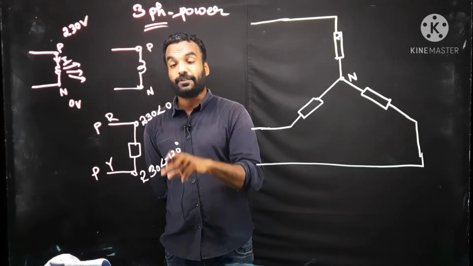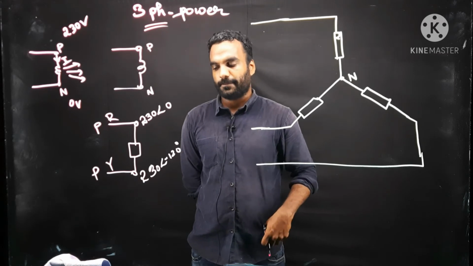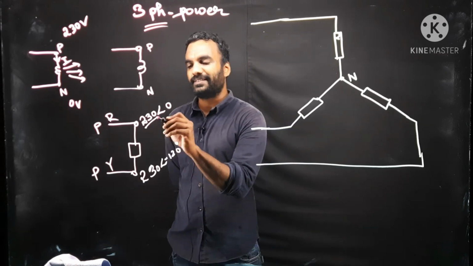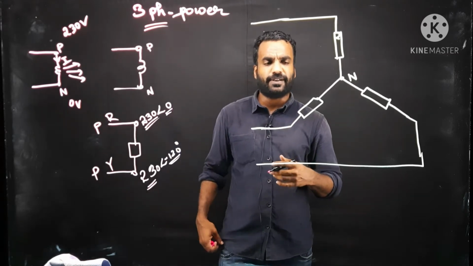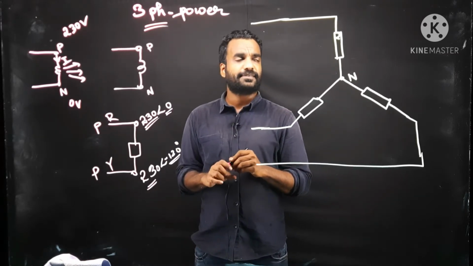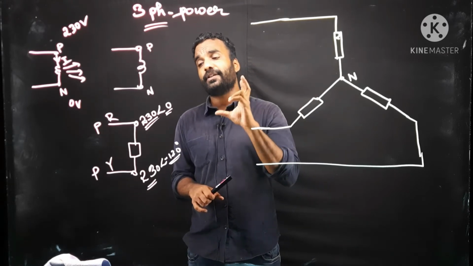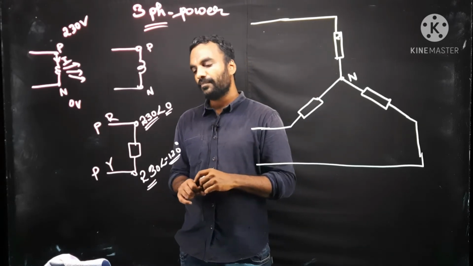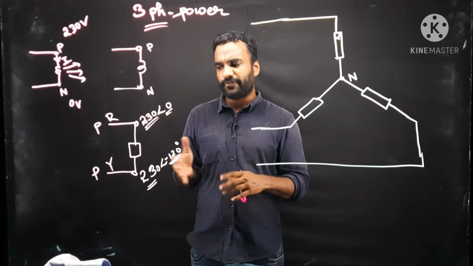So due to this phase difference, current will flow here. Magnitude may be same, but phase is different. That is the concept of three phase. In three phase, each phase is having how much phase difference? 120-degree phase difference. So we will go in detail. So this is a brief concept.